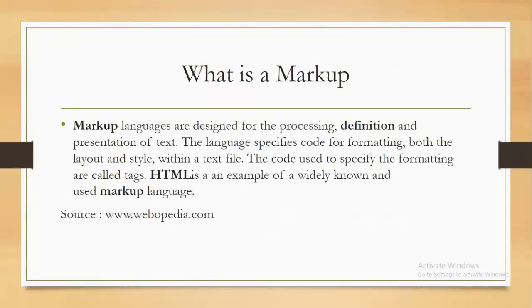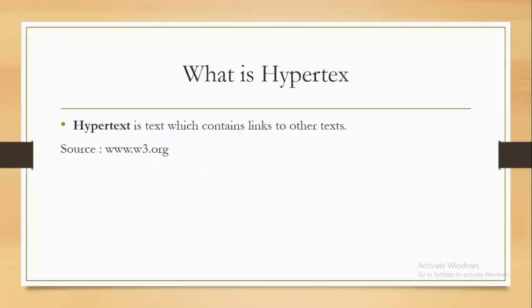So what is a markup? Markup languages are designed for processing, definition and presentation of text. So a markup language is just a text which contains tags that are used to format the layout of the web page that you are using. So a markup language is not anything strange, but just a text that contains tags and links, also called hypertext, that is used to structure and render your HTML page.